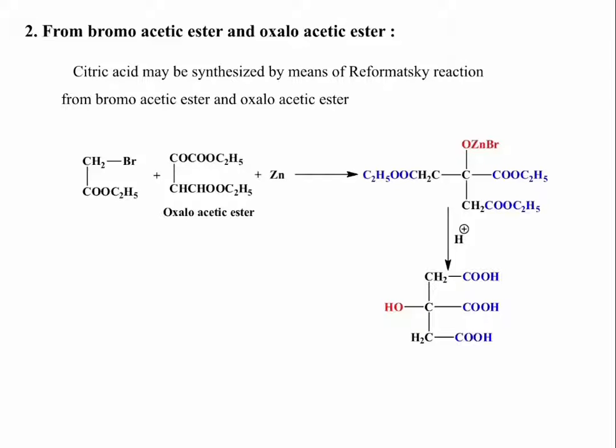The second synthesis: citric acid is synthesized from bromoacetic ester and oxaloacetic ester. This is a Reformatsky reaction. So bromoacetic ester and oxaloacetic ester combine together in the presence of zinc to form an organozinc compound. This organozinc compound undergoes hydrolysis to form citric acid.